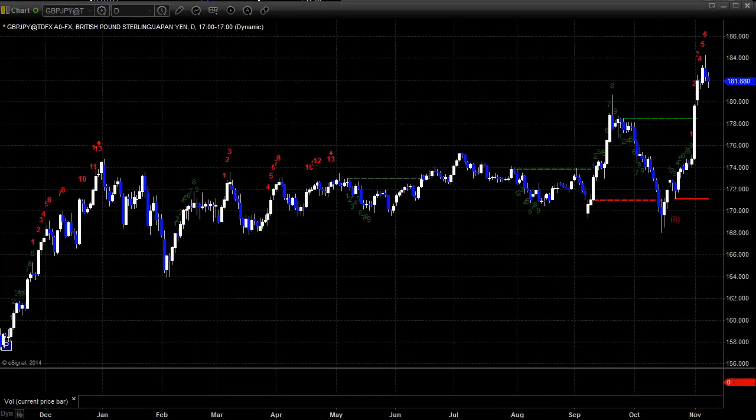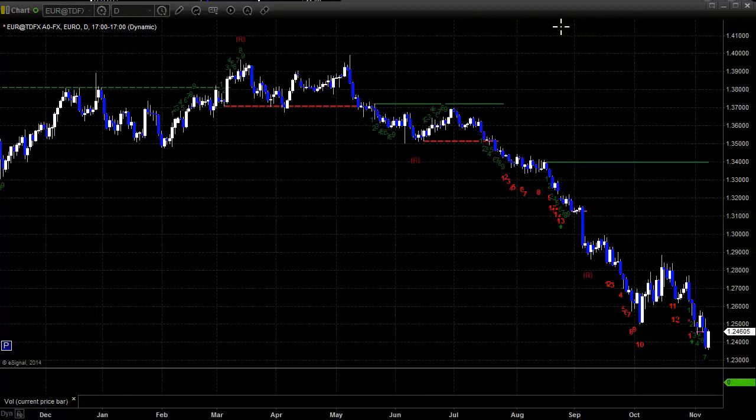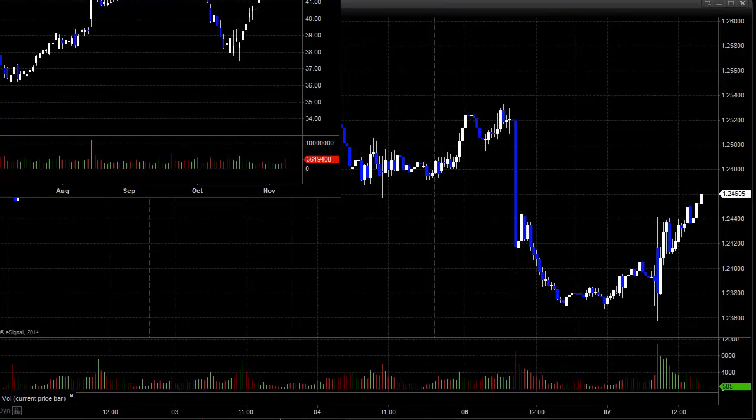Here's one of the cross pairs, the pound yen. A little more stable week after that spike last week when Japan decided they were going to go to a QE program like the U.S. has been on for a while now. So those are the major pairs. Let's take a look at the intra-week action.